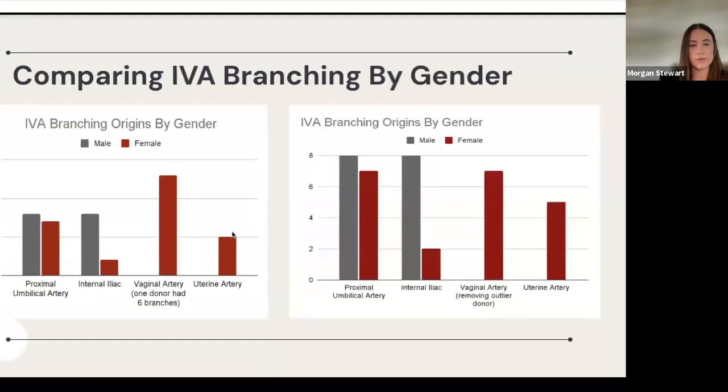And then here is just a visual with charts showing, on the left, the data including the donor with the 6 branches. And then on the right, we excluded the donor with the 6 branches just to give you a better idea of what was actually going on. So you can take a look at that there.